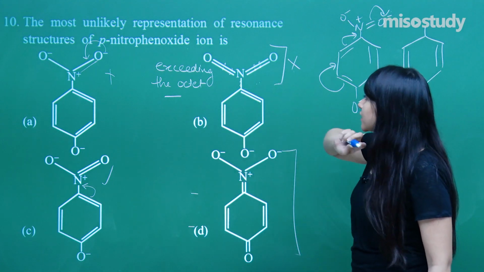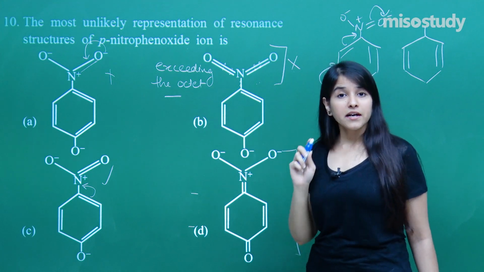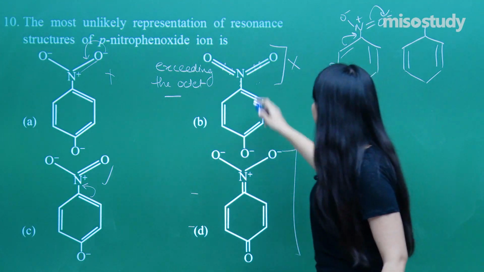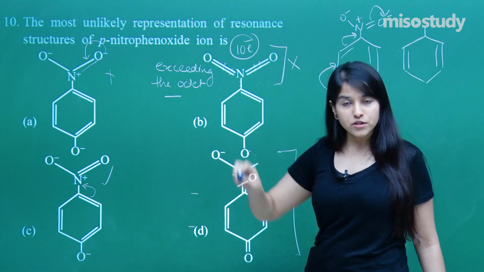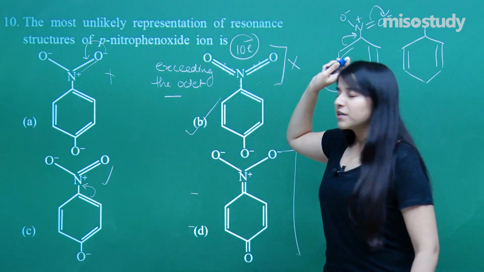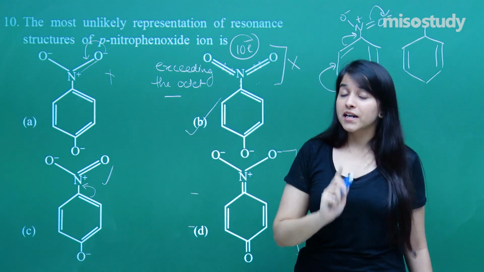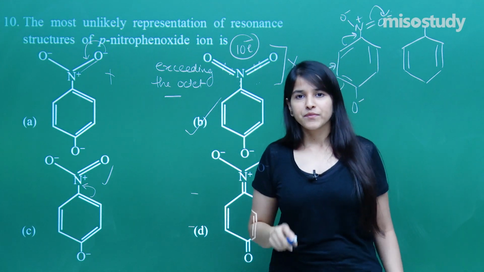And what do we have over here? We have our answer. Here the nitrogen octet is actually exceeding. We have got 10 electrons over here, which is not at all possible. It cannot accommodate 10 electrons. That means B would be the most unlikely representation. Very unstable structure this is.